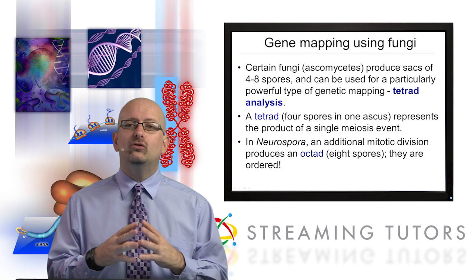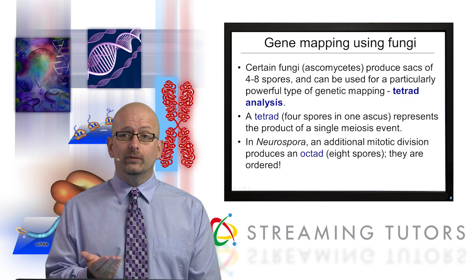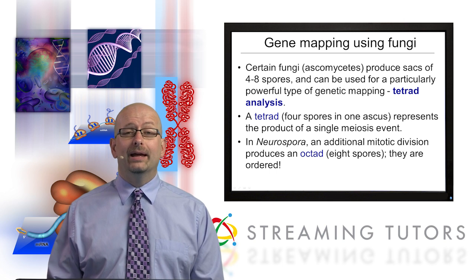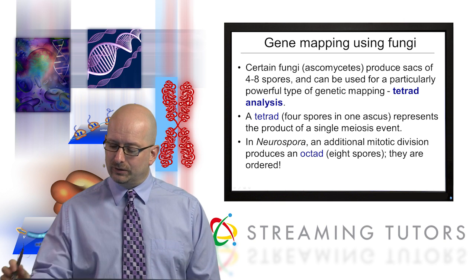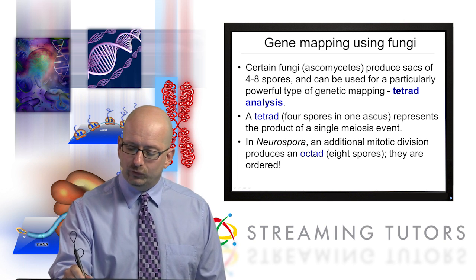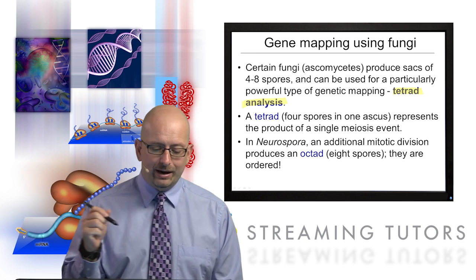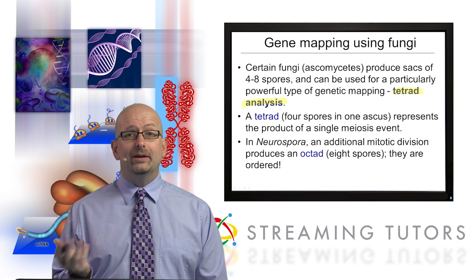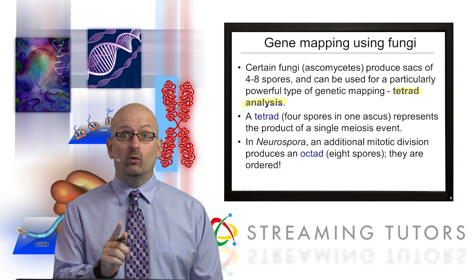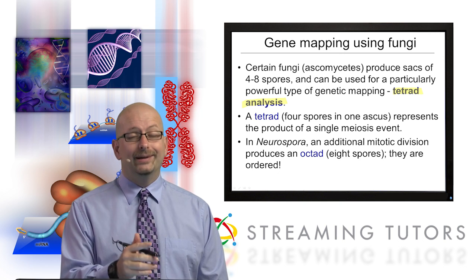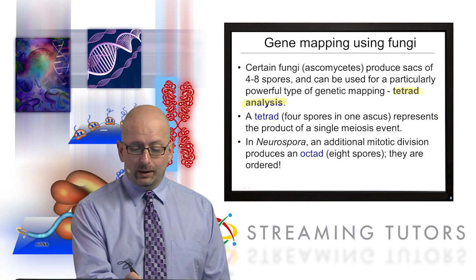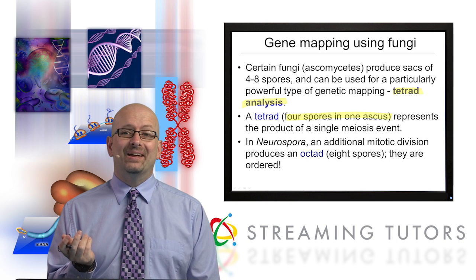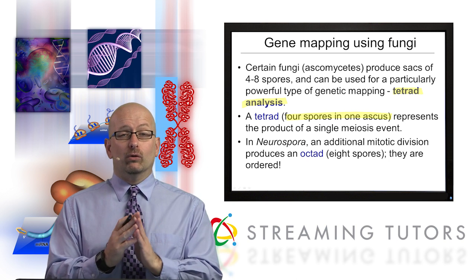So they make these sacs of either 4 to 8 spores, and we can use them for a particularly powerful type of genetic mapping. It's called tetrad analysis. And we'll see more about tetrads in a minute and why this is so powerful. What a tetrad is, perhaps obviously, we've used that term before, but it's a little different here.